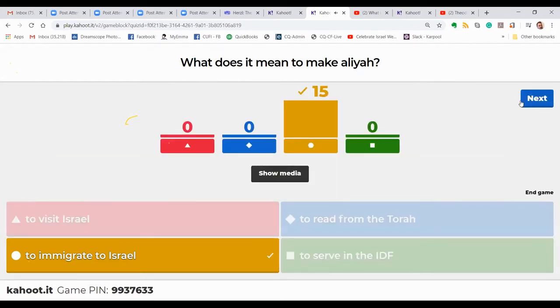Everybody got it right. The answer is to immigrate to Israel. Aliyah means to immigrate to Israel. I think all of you even heard from me before, it's not just a regular immigration. Aliyah means ascending. We're actually ascending, like we used to ascend to Jerusalem, the Temple. So the real meaning of the word is to ascend. But of course, when you say I'm ascending to a specific country, it only means one place, Jerusalem, to immigrate to Israel.